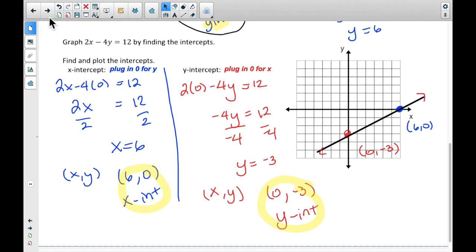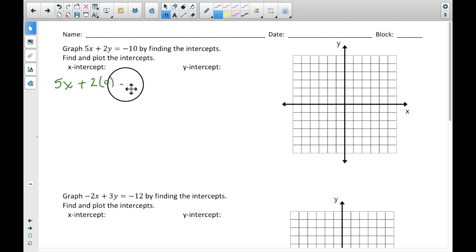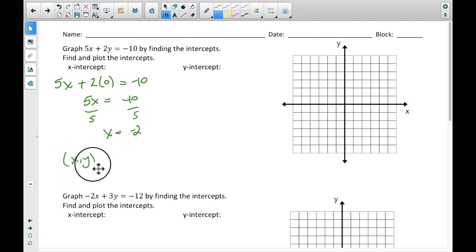All right, let's go ahead and turn the page. We're going to do a couple more examples just like we did a second ago. So to find the x-intercept, we do the opposite letter. In other words, we keep the x there because that's what we're looking for, but we plug in a 0 for the y. And that equals negative 10. So this is going to be 5x is equal to negative 10. Divide by 5, and I get x equals negative 2. So the xy coordinate that I'm looking for is negative 2, 0.